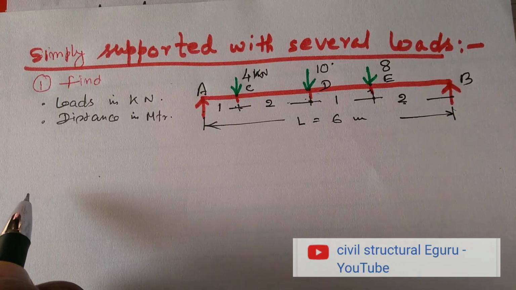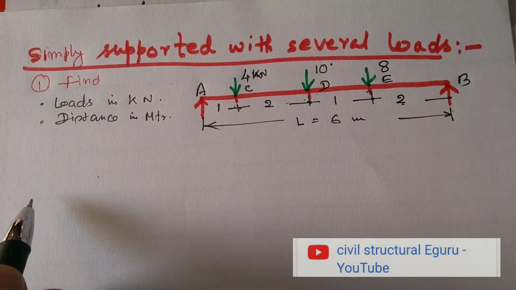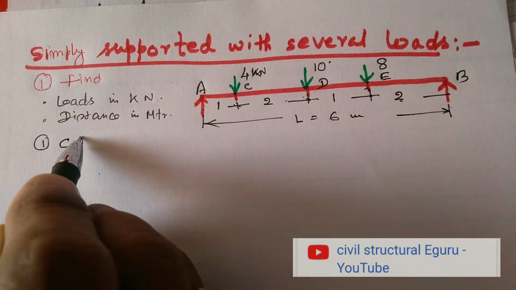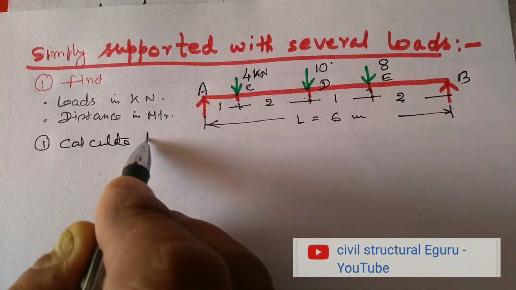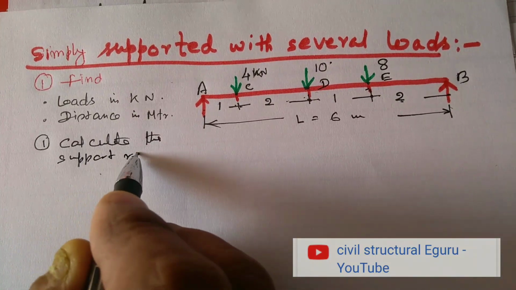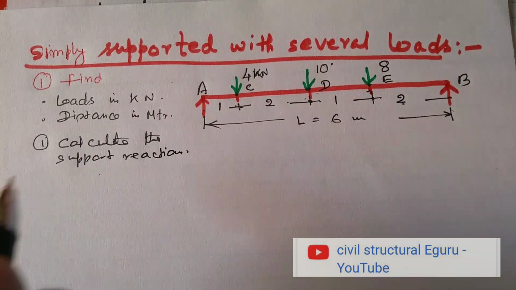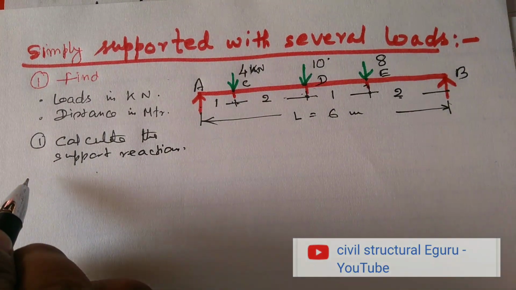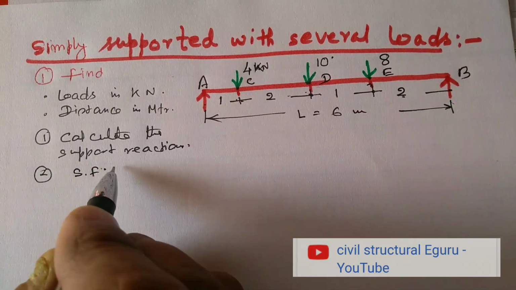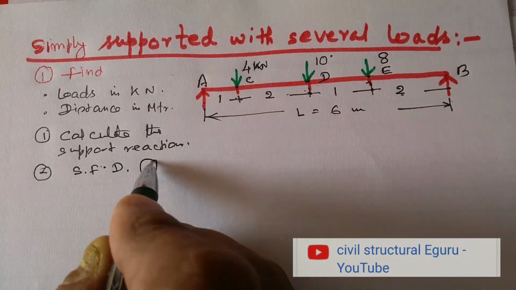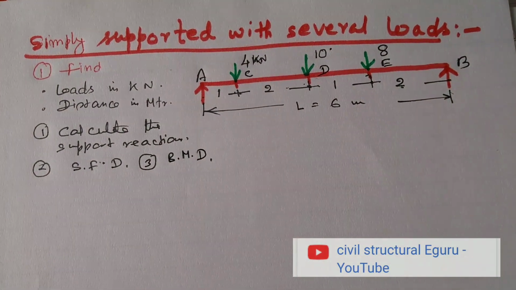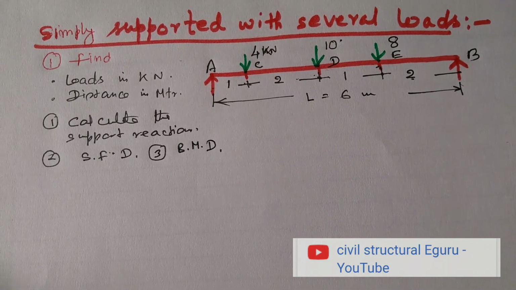Then for doing the shear force diagram, first we have to calculate the support reactions. Then we have to go to the SFD, and the third one is BMD. BMD means bending moment diagram calculations.